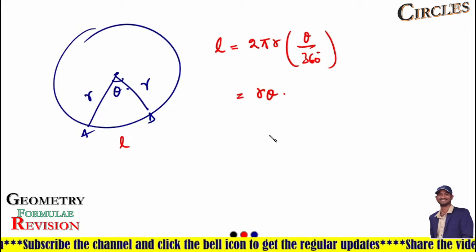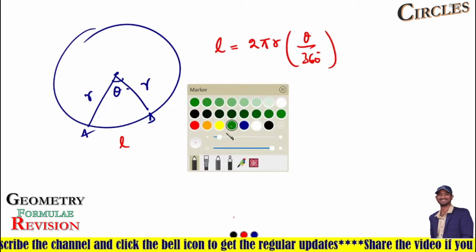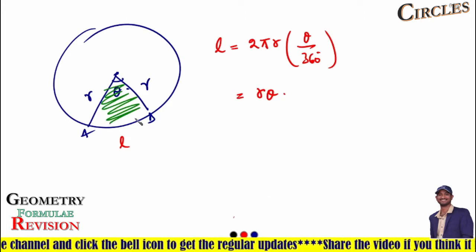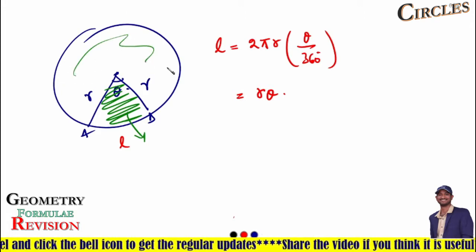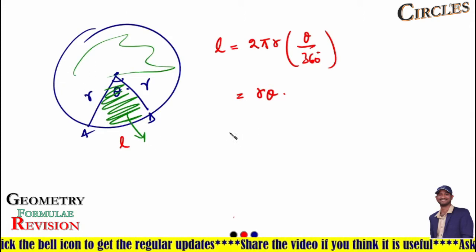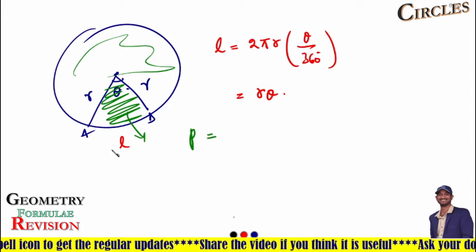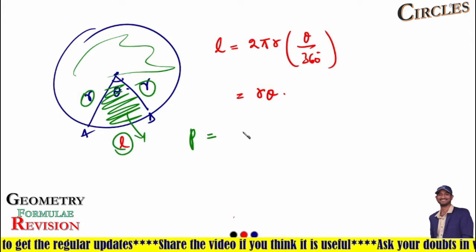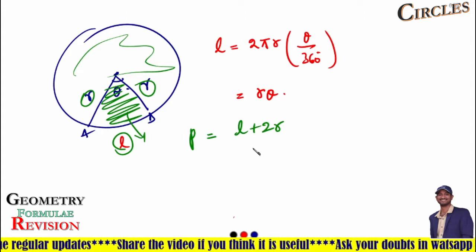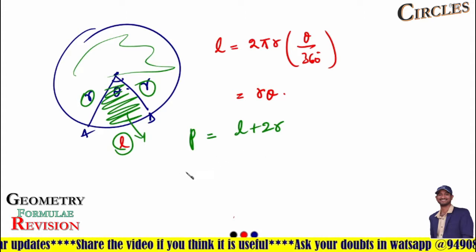Next, sector. Sector means a portion of the circle. This is the minor sector and this is the major sector. First, what is the perimeter of the sector? L plus r plus r, that is L plus 2r is the length of the perimeter of the sector.